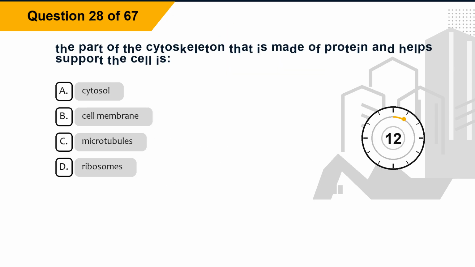Question 28. The part of the cytoskeleton that is made of protein and helps support the cell is: Option A, cytosol. Option B, cell membrane. Option C, microtubules. Option D, ribosomes.